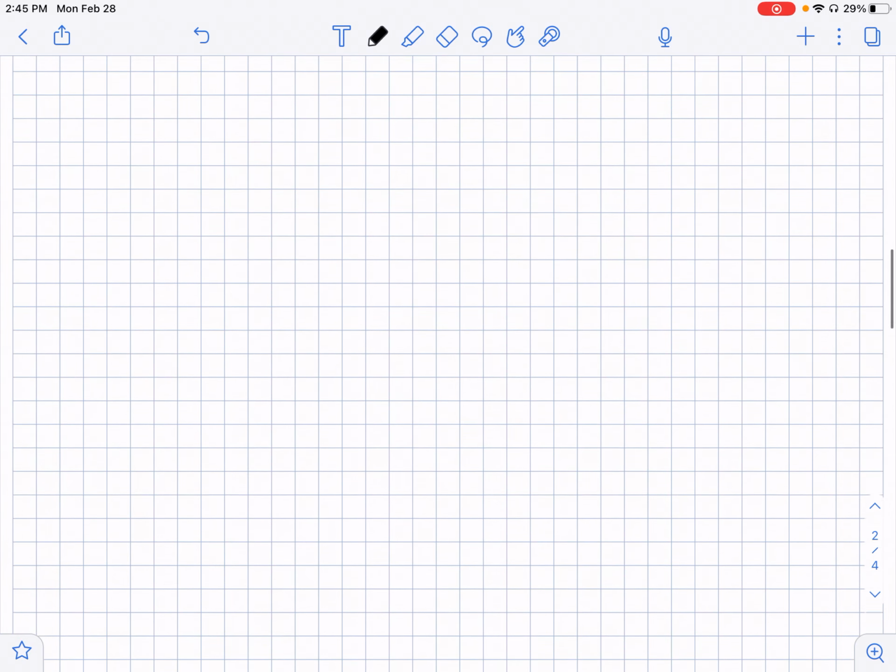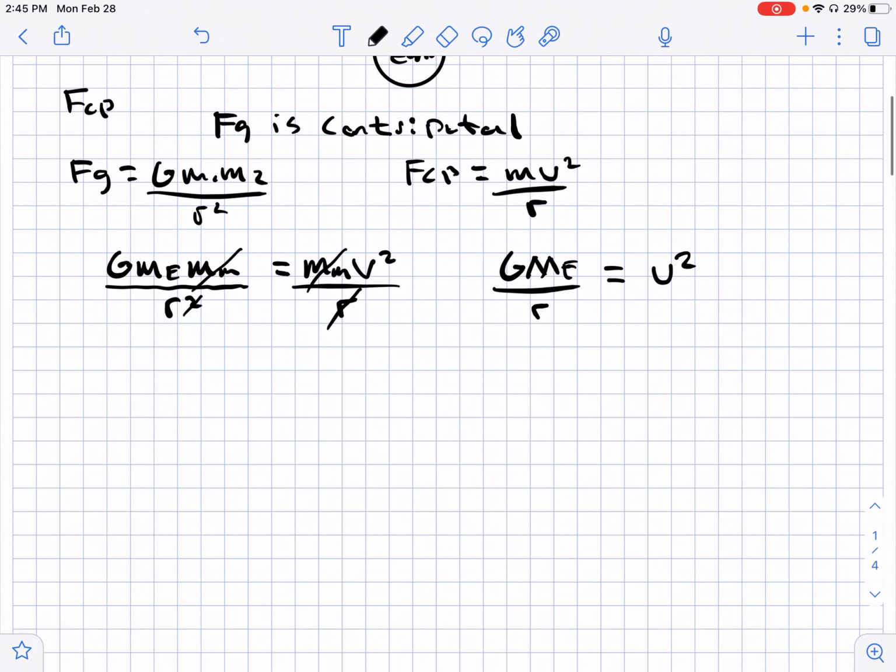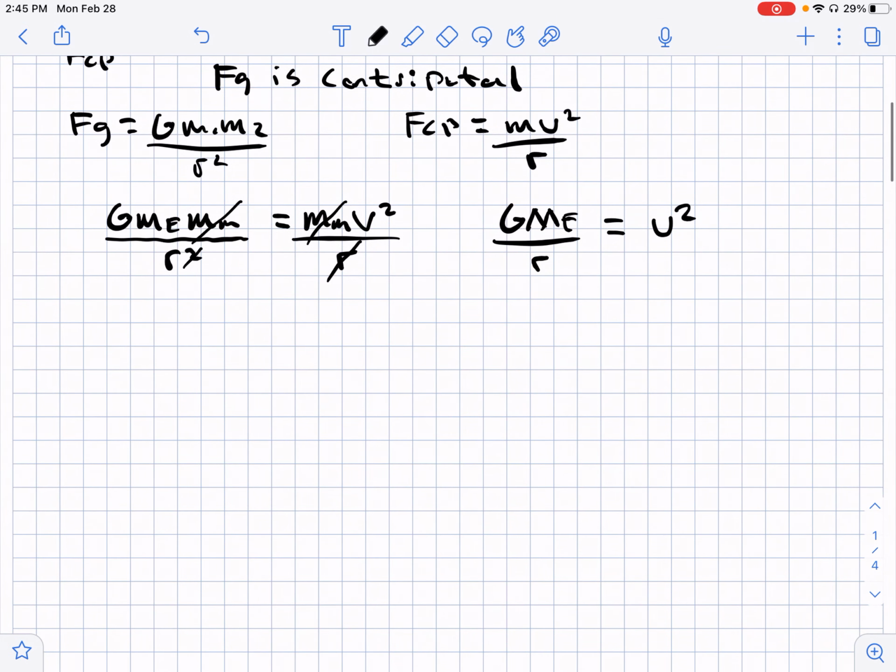So let's go back up here. And one thing to make note of is sometimes on the problems, what they'll do, let's draw, there we go. Let's draw the Earth. And let's say now we're talking about a satellite.